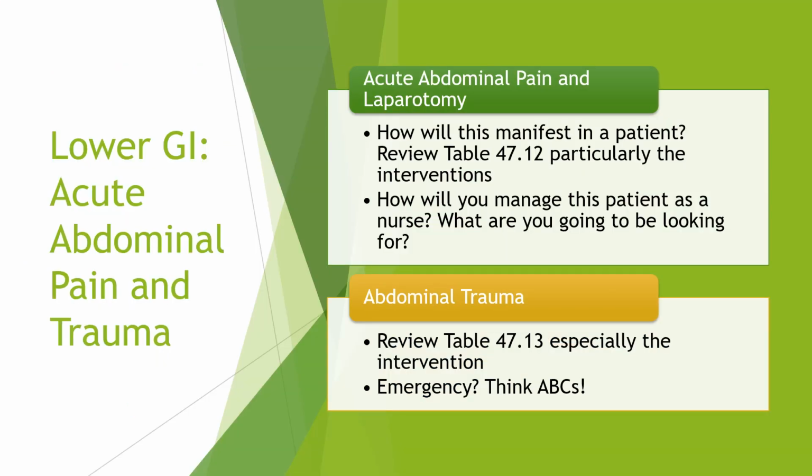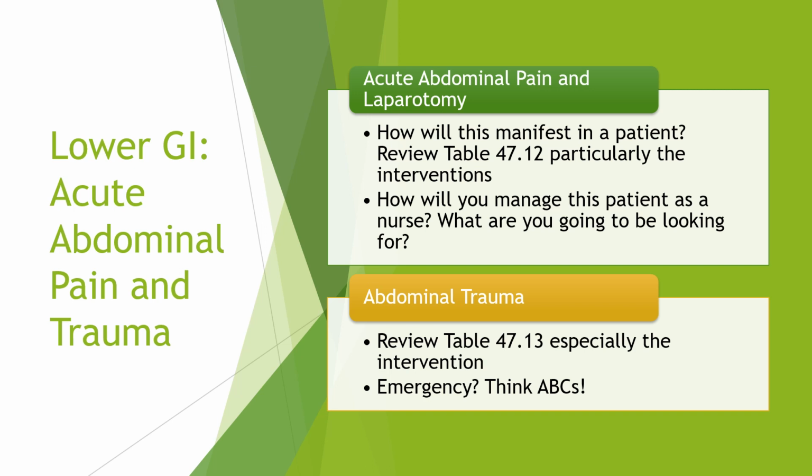The next section talks about acute abdominal pain. How will this manifest in a patient? Make sure to review Table 47-12, particularly the interventions. What are you going to do as a nurse? How will you manage this patient as a nurse? What are you going to be looking for? It's a shorter section and it's very broad because acute abdominal pain can be caused by a lot of different reasons, but make sure to review especially that table.